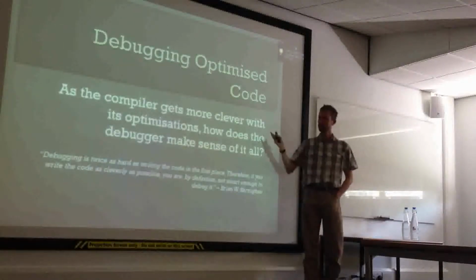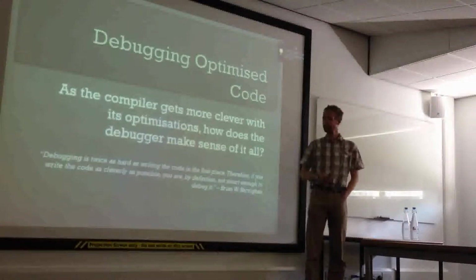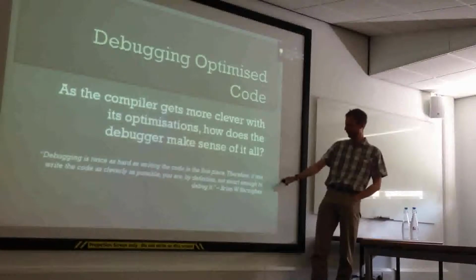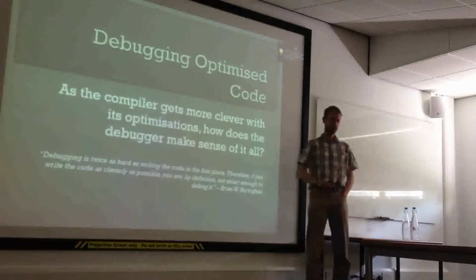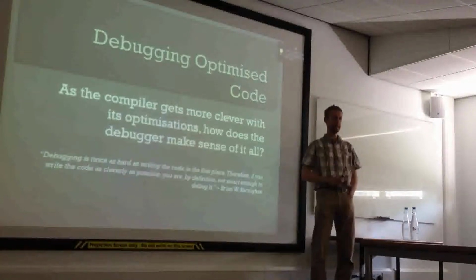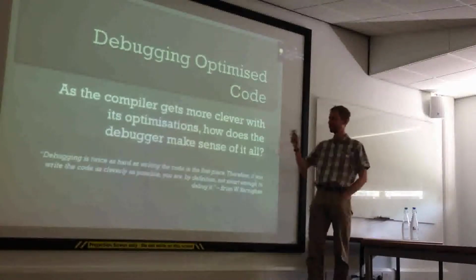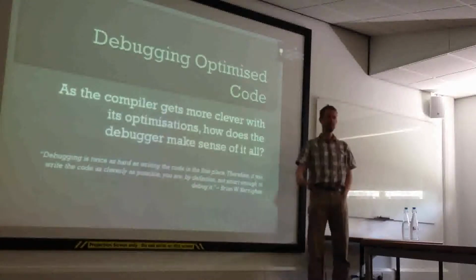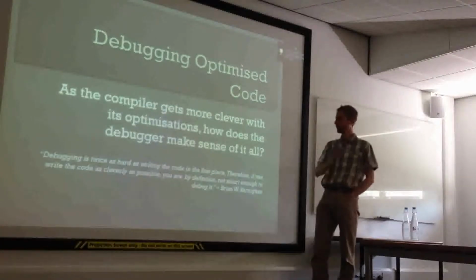Okay, so this is all very clever. We've got a compiler producing really, really good code, but how does the debugger make sense of it? As Kernighan said, debugging is twice as hard as writing the code in the first place. So if you write it as cleverly as possible to begin with, you won't be able to debug it unless you're as clever as your compiler as well. Some of the really clever things the compiler does, the debugger can't understand. But we can get close.